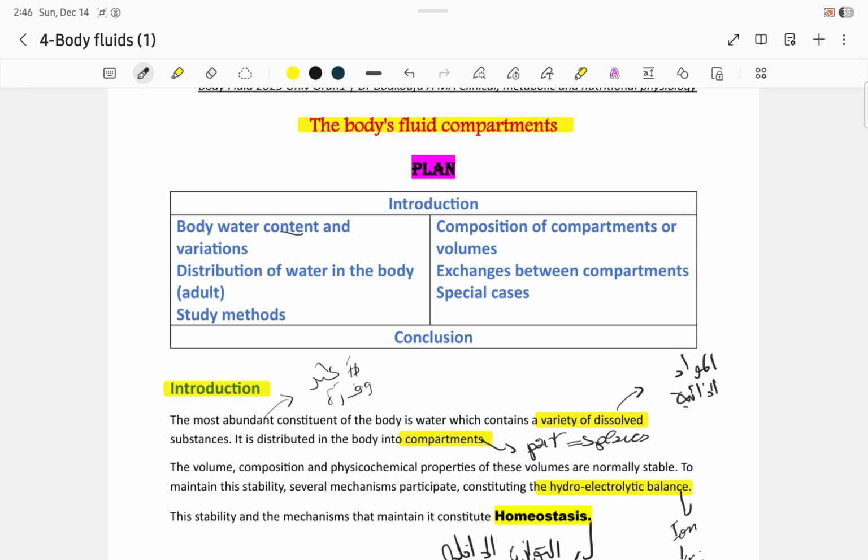Today we're going to try to explain the most important lesson in physiology for first year medical students. This is the body fluid compartment. We're going to see body water content and variation, distribution of water in the body for adults, and study methods of how we can measure the water in the body, the composition of compartments or volume exchange between these compartments, and some special cases. This is an overview of our course.